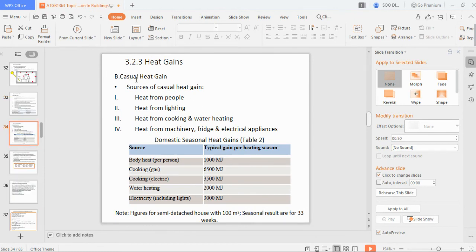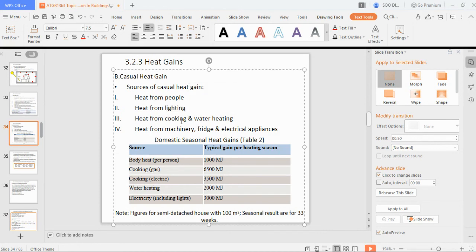And besides that, you also have your casual heat gain. Casual heat gain can come from people, your lighting, cooking and water heating, and also heat from your appliances. So you can gain a lot of heat from just occupying the building.